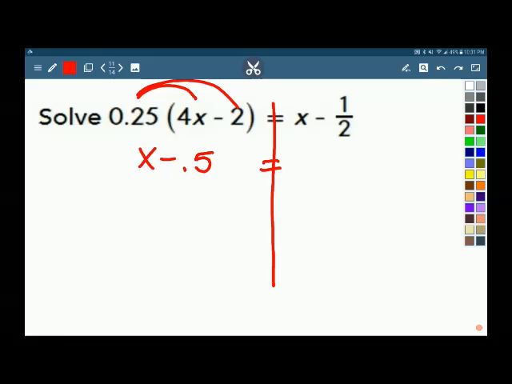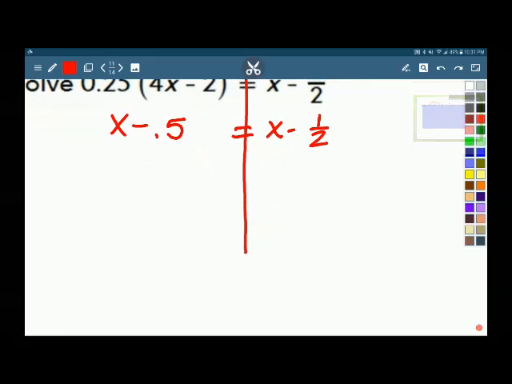And then on the right side, there's no distributive properties and there's no combining of like terms. Okay, so now I have an x on each side. I'm going to move this x over to that side. Scoot the left side over.